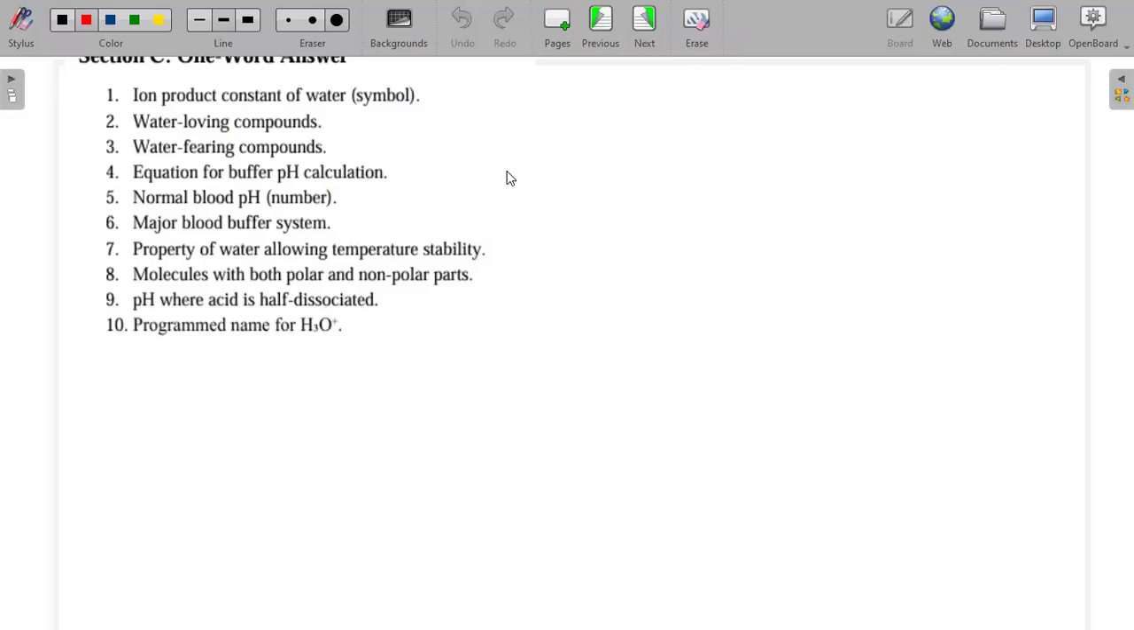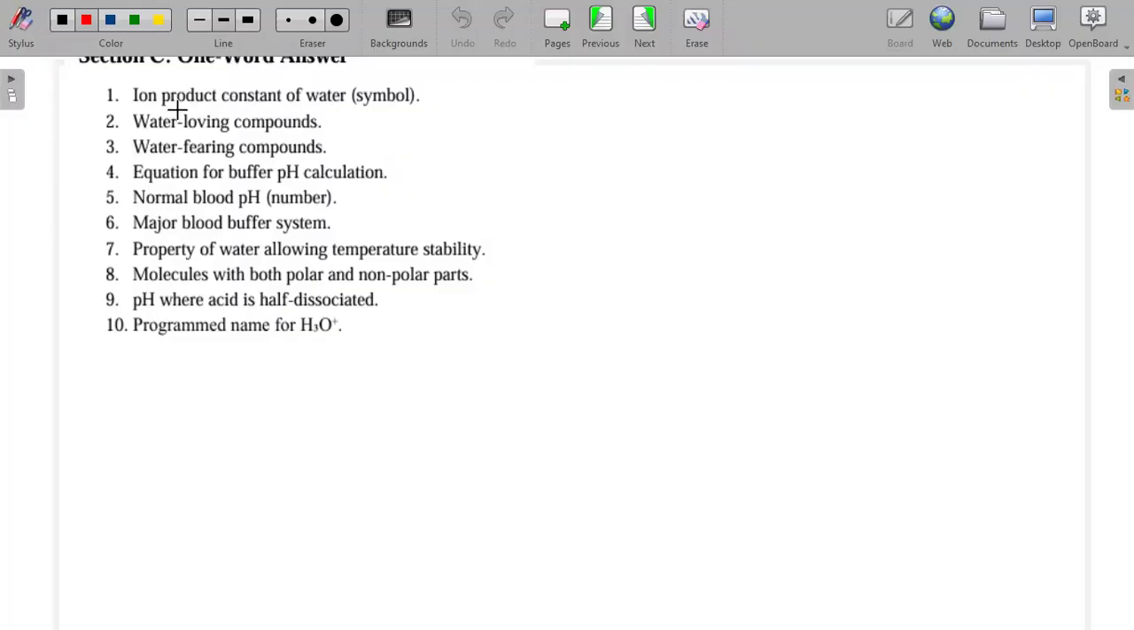Okay, so continue with our questions. So we go to the other session, which was session C. It requires only one word answers here. So we just need to answer with one word there.